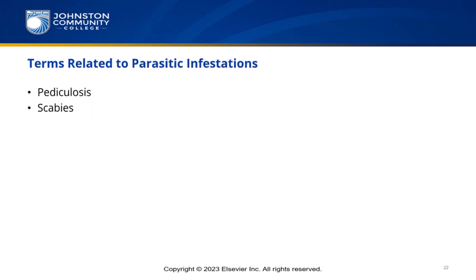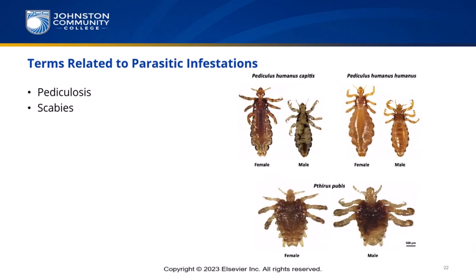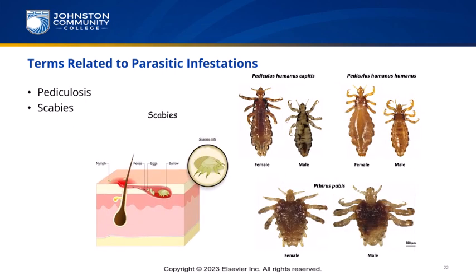Terms related to parasitic infestations. Pediculosis is an infestation with lice, while scabies is an infestation with mites. Infestation with scabies causes an itchy pruritic papular rash. Note that these two are parasitic infestations and that the common names are lice and mites.